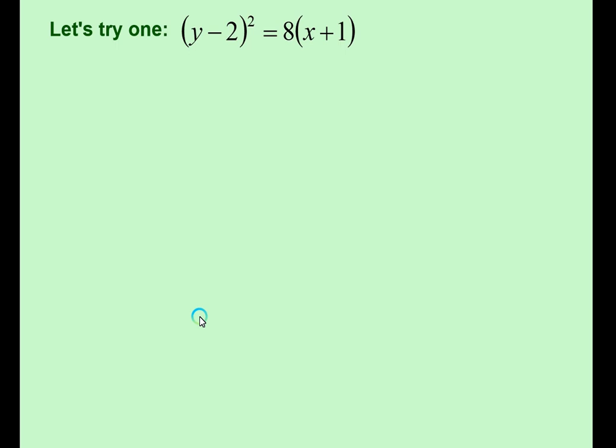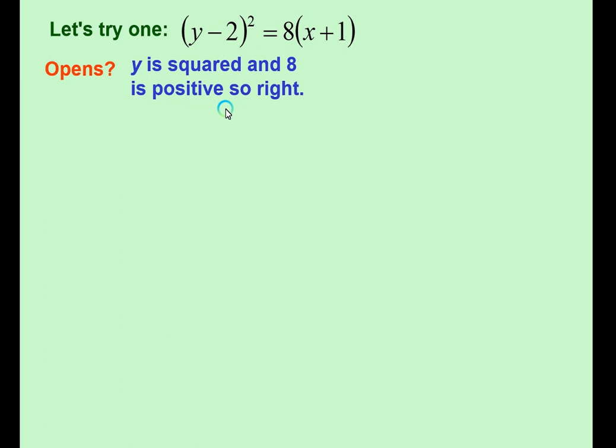Okay, let's try this one. We are given y minus 2 squared is equal to 8 times x plus 1. So by inspecting our equation here, we could see that y is squared and the 8 is positive. So, y is squared, therefore we know which way our parabola opens. Since y is squared, our parabola should open to, and it is positive, therefore it opens to the right.